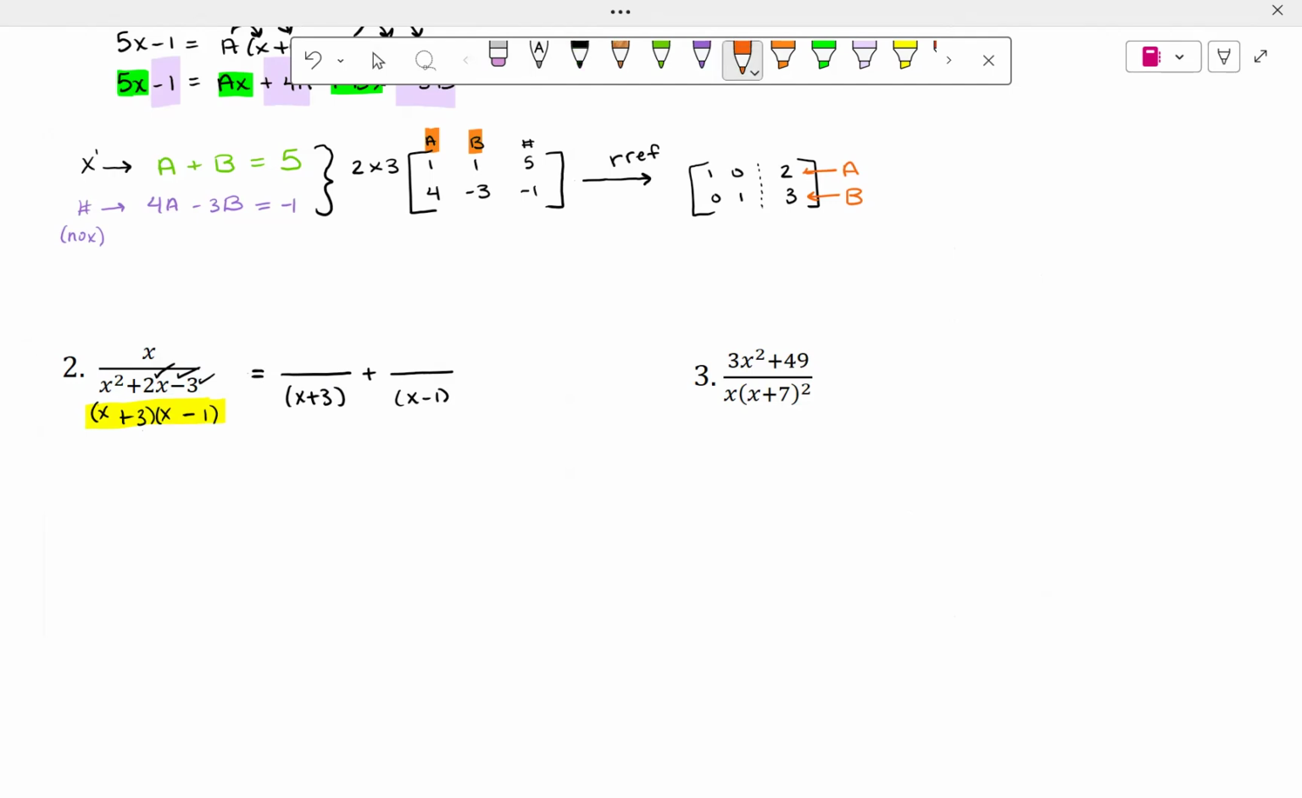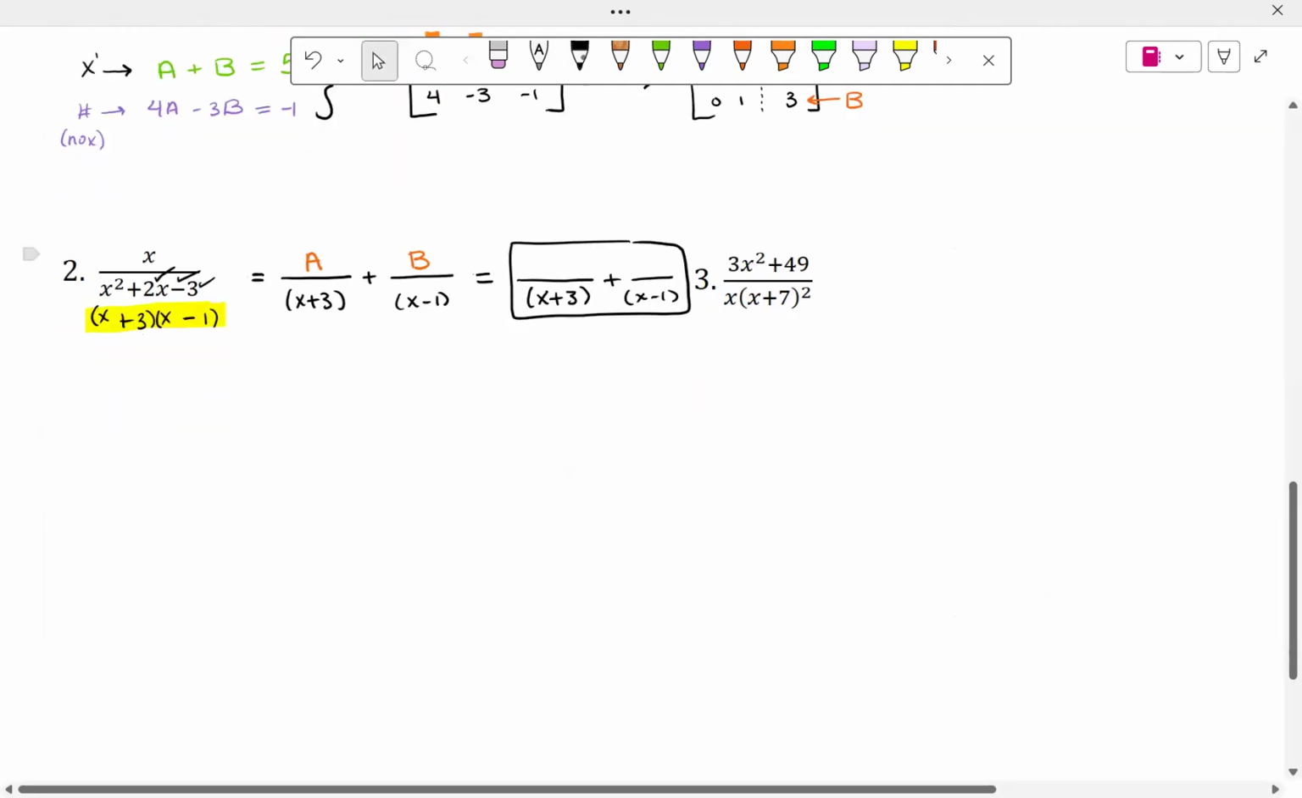And again, I'll start the alphabet with A and then move forward to B. And then I like to go ahead and set up my final answer. So I know I'm going to find out what A and B are, and I'm going to write the A over my x plus 3 plus whatever I get for B over my x minus 1. That way I know what my end goal is. I'm trying to solve for A and B.